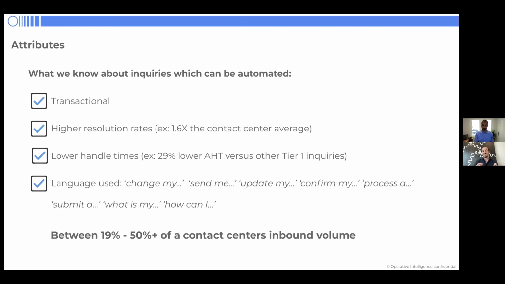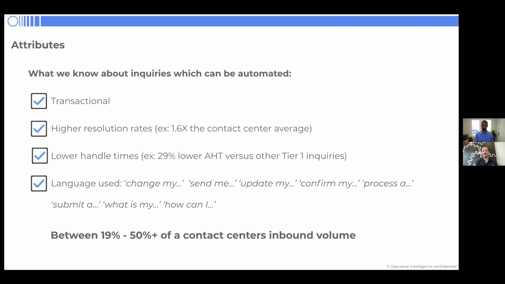If you want to get really sophisticated, you can look at the relationship between volume and workload. If you can graph that at the inquiry level, where volume is disproportionately higher than workload, it means that they're high volume, quick transactions. That's also another really good signal that we've built into our product. So that's what the data signals for transactional inquiries.